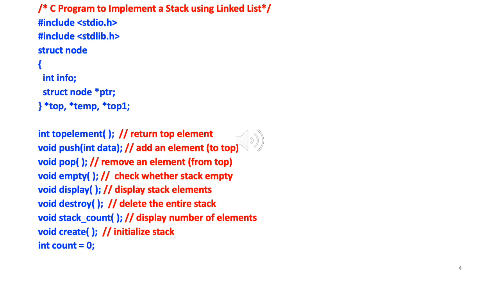Void create for initializing the stack. Here we'll be creating an empty stack, and the initialization we do is an empty stack, so no node in it. So we just set top as null. That's it. Int count is 0, of course. Count will refer to the number of elements in the stack, and has to be initialized to 0.